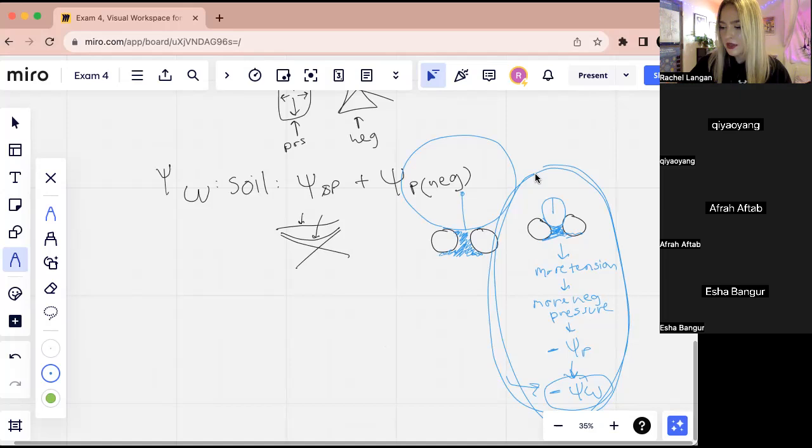All right, questions on that? The different water potential values at each level.